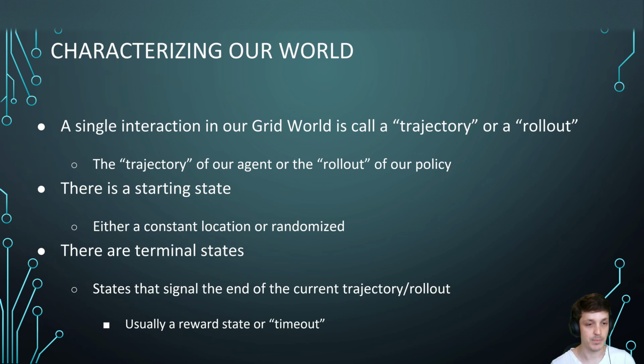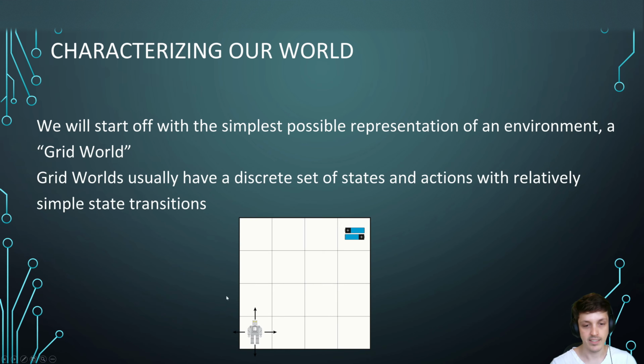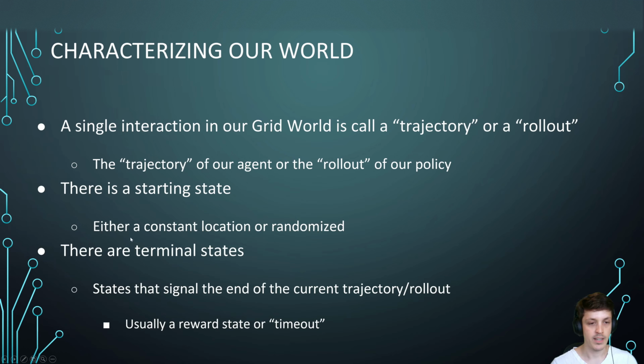So there is going to be some starting state. In our case, we're always going to start in this bottom left-hand corner. It can be consistent or could be randomized per trajectory. Every trajectory might start in a different location, but for our case, we're going to start in the same location.